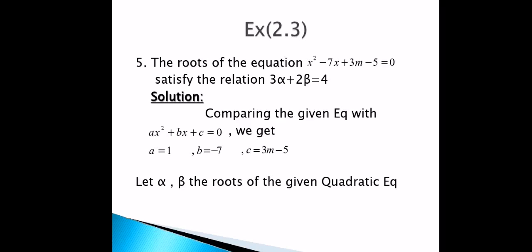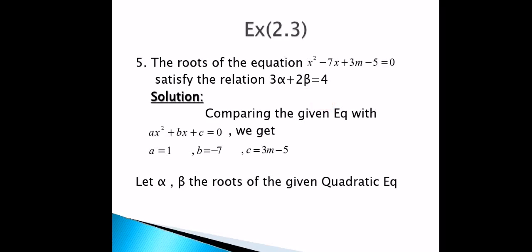Question number 5: the roots of the equation x square minus 7x plus 3m minus 5 is equal to 0. Now the unknown in this equation is m, so we are going to find out the value of m. For this, the condition given to us is 3 alpha plus 2 beta is equal to 4. So we will use this particular relation to find out the value of m.